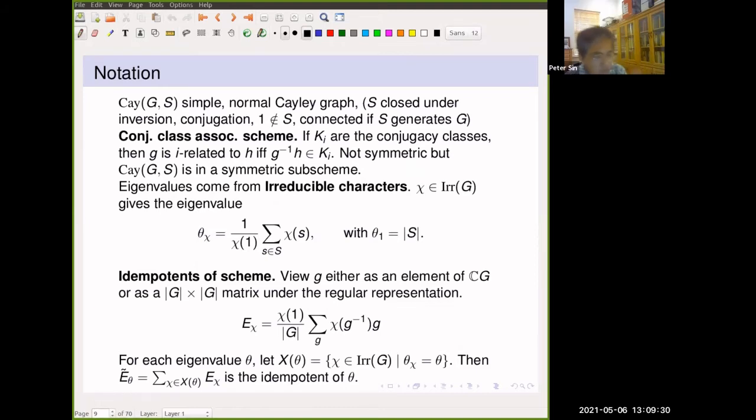Okay, now for each eigenvalue theta, we collect together all the irreducible characters that give you the same eigenvalue. Call that x of theta. And then the idempotent projector onto the theta eigenspace will just be the sum of all those primitive idempotents that give the same eigenvalue theta.